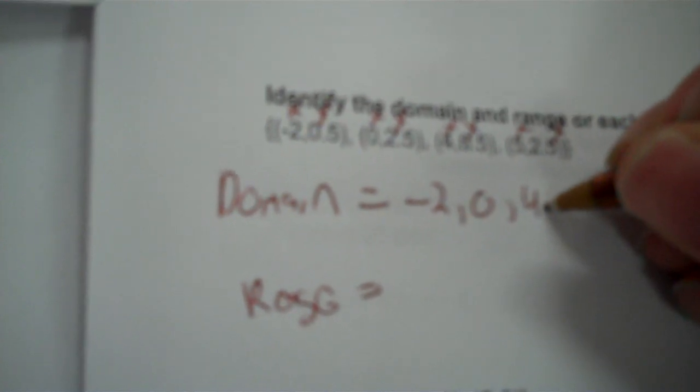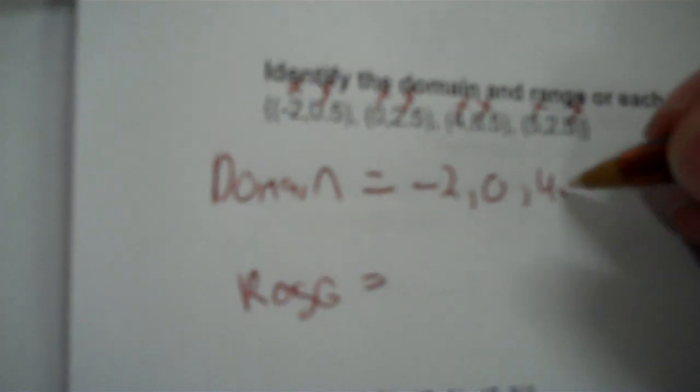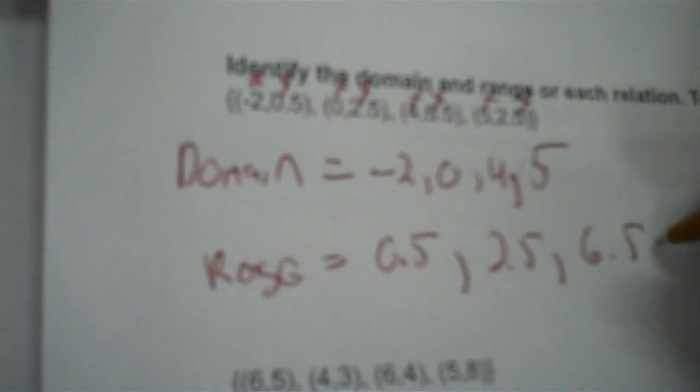I didn't do much of this in Algebra 1 two years ago, but it's really easy. They're all xy coordinates. The x's represent your domain, so -2, 0, 4, 6.5, that's hard to read, and 5. Then the range is your y's: 0.5, 2.5, 6.5, and 2.5.